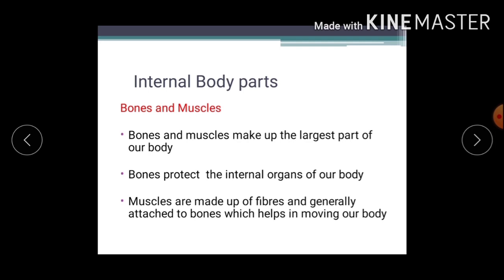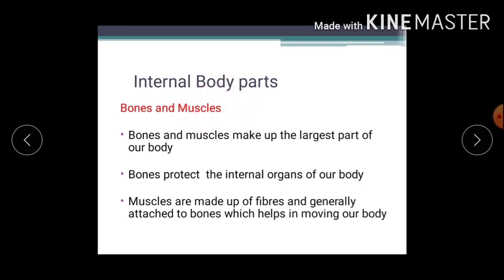Now you would be understanding there are different parts inside your body. The hard part which you have touched is bone, and the softer part which you have touched at the back of the knee is called muscle. Hope you understand. Let us now discuss muscles.